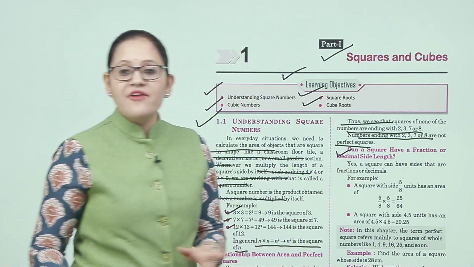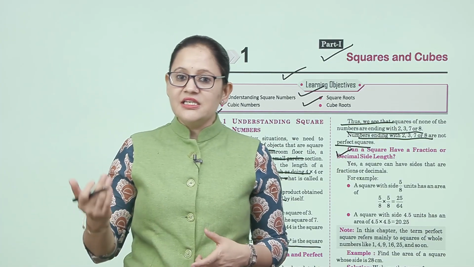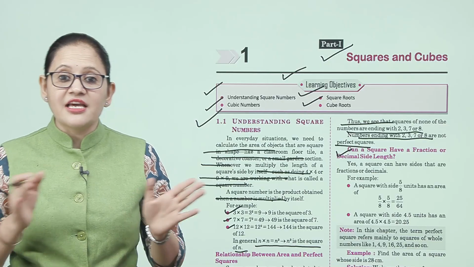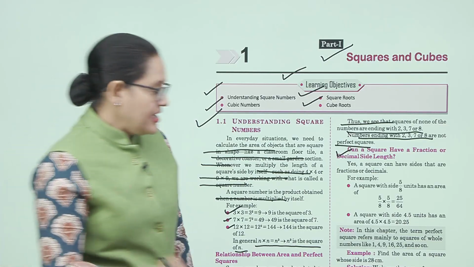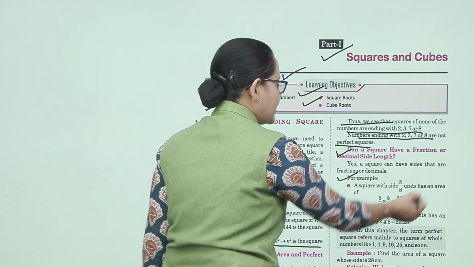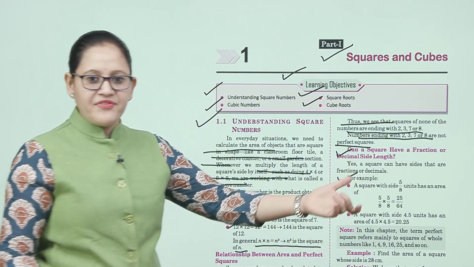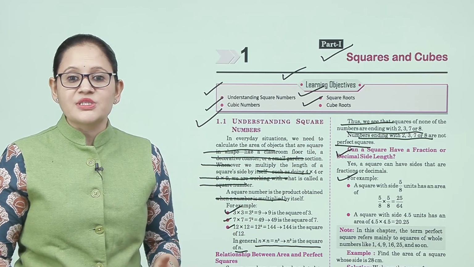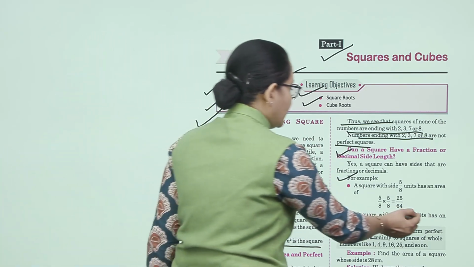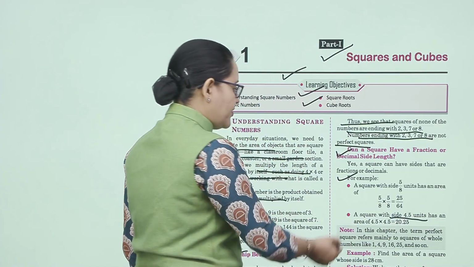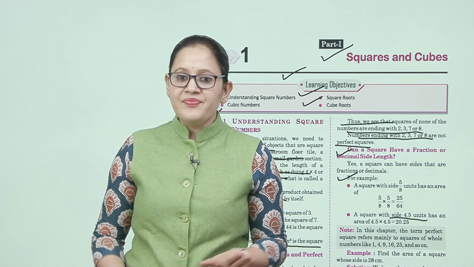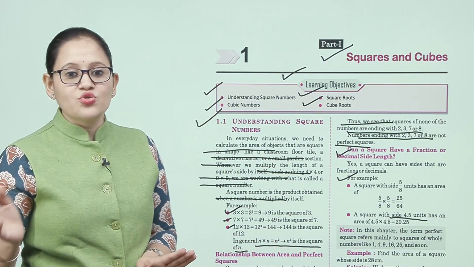Can a square have a fraction or decimal side length? Yes, a square can have sides that are fractions or decimals. For example, a square with side 5 by 8 unit has an area of 5 by 8 multiplied by 5 by 8, which equals 25 upon 64. If the side is 4.5 units, then the area equals 4.5 multiplied by 4.5, which is 20.25.